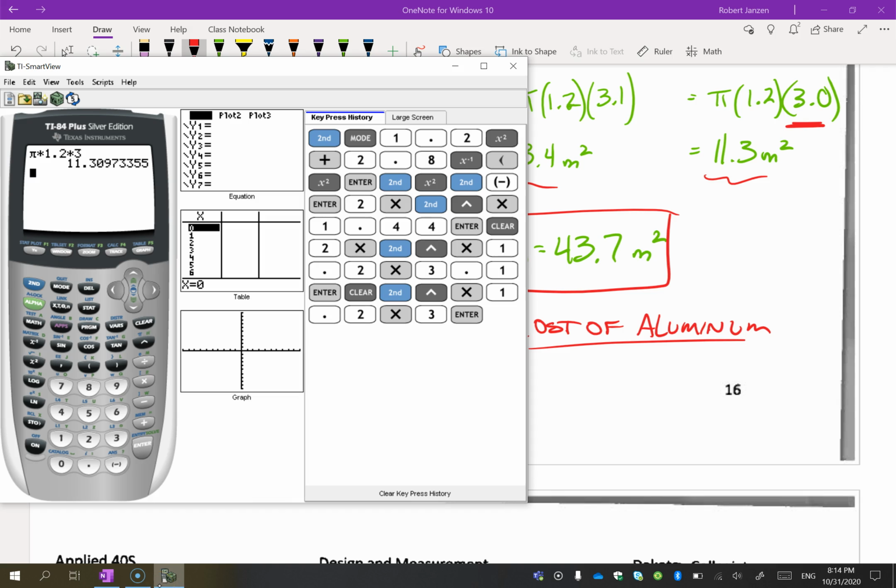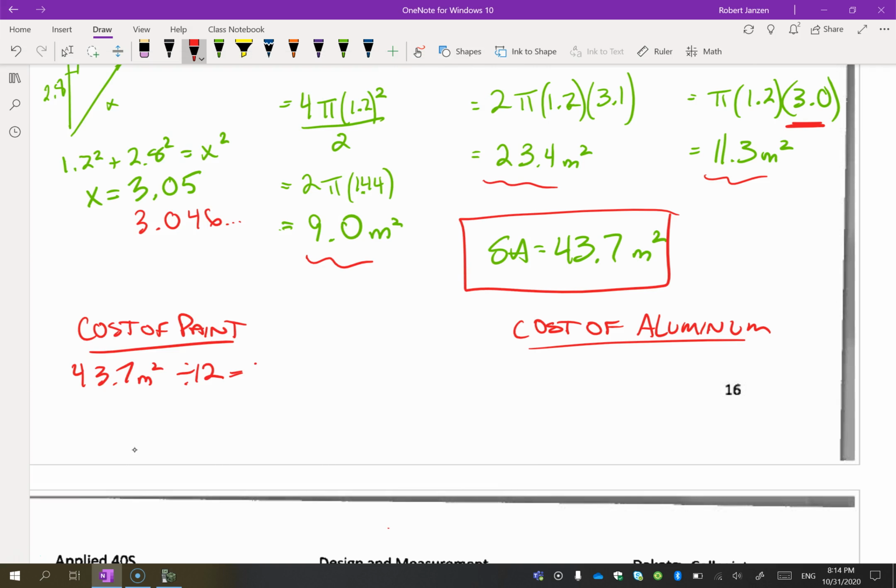Okay, let's quickly calculate that. So 43.7 divided by 12 is 3.64. But you know that you can't buy part of a gallon, so therefore we're going to need, oh, hang on, we need to cover it twice.